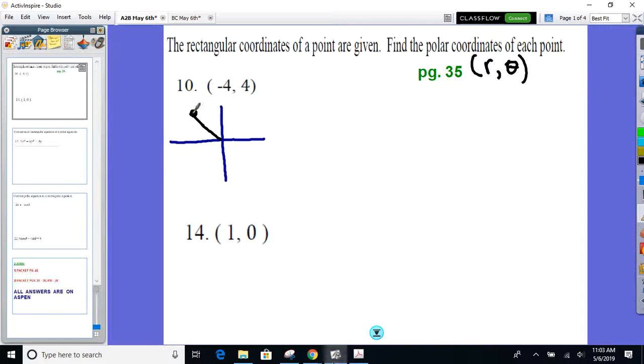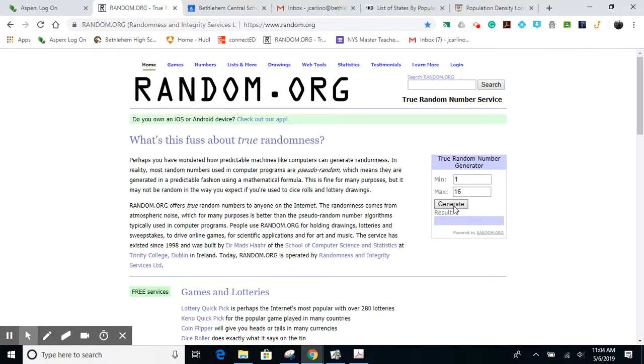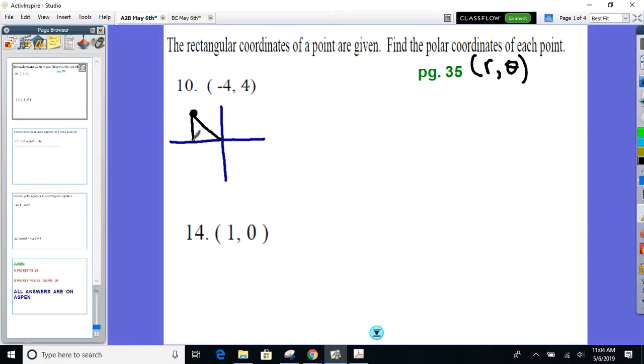Yep, right triangle. Before I head into Pythag, what can I label this bottom part of the triangle? -4. And how about this side? 4. I'll give you guys a minute. Go ahead, do Pythag. And that's equal to R squared.